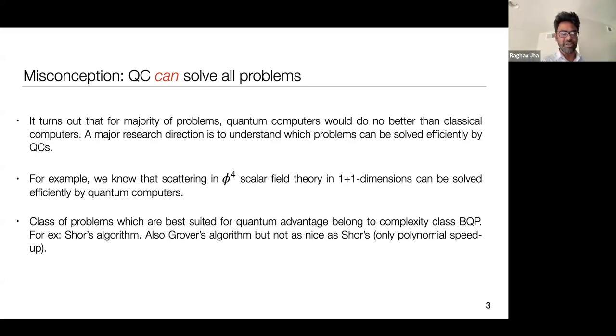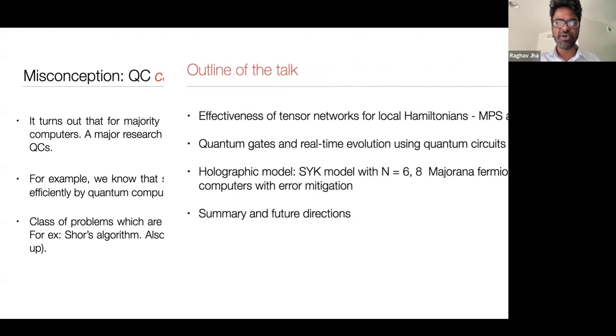So polynomially faster means if something is going like n squared, the quantum computer is going like n. But for exponential, it's much more prominent. So ideally, one would like to have exponential advantage, but it's not very easy to find such problems. We only know some problems.